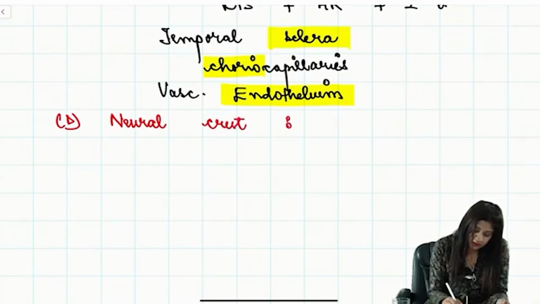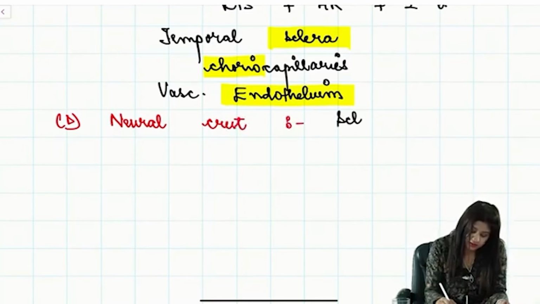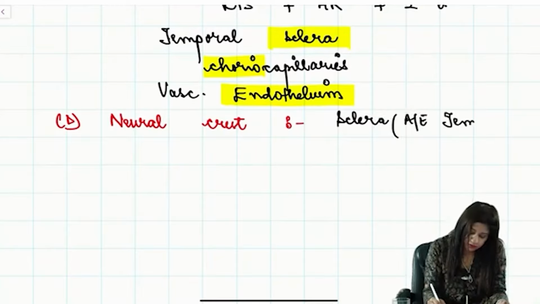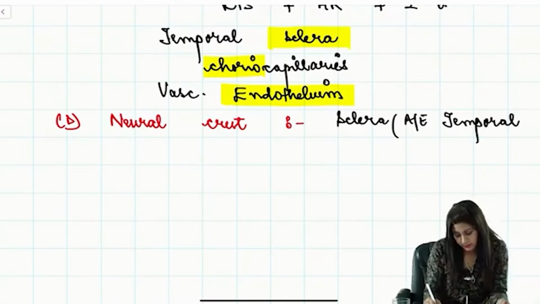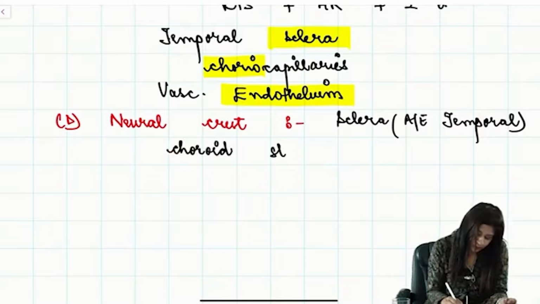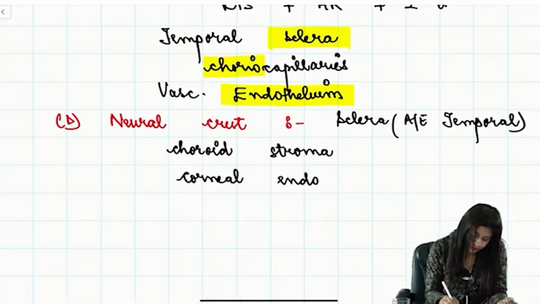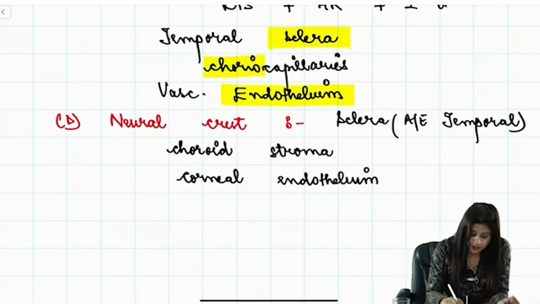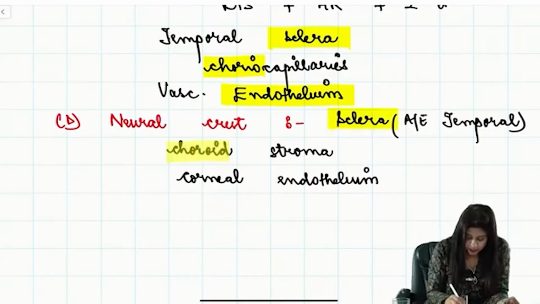then first of all we have the sclera, all except the temporal sclera. Then choroid stroma, and third is the endothelium, which is corneal endothelium. It is the corneal endothelium. So again I have the sclera, choroid and endothelium.